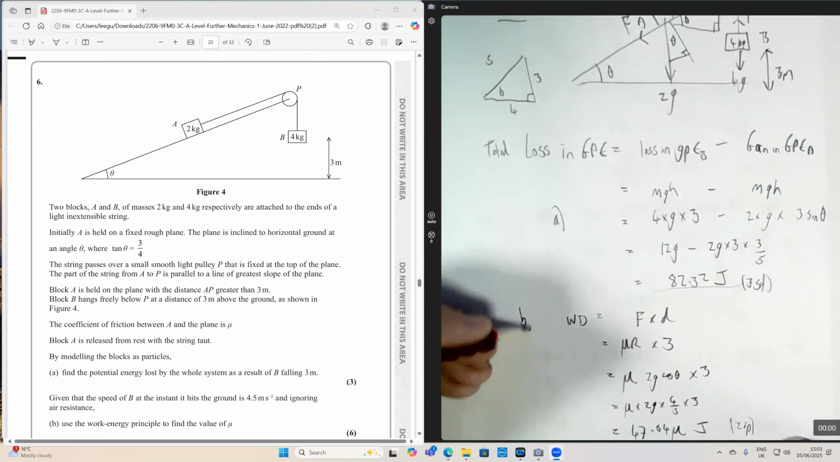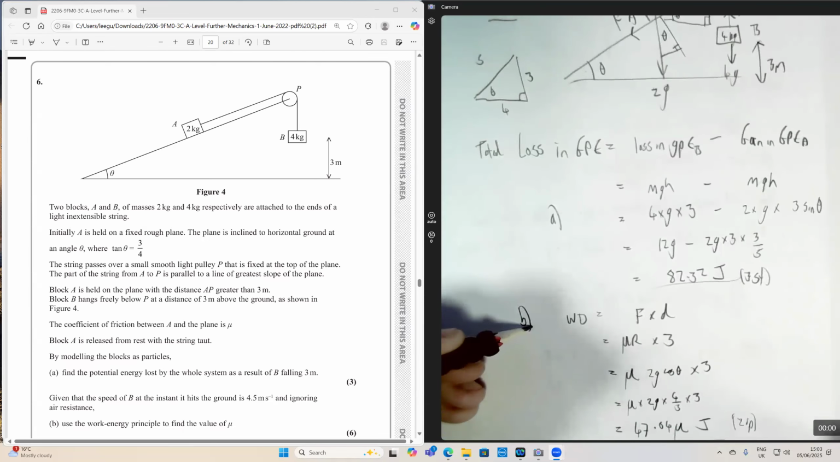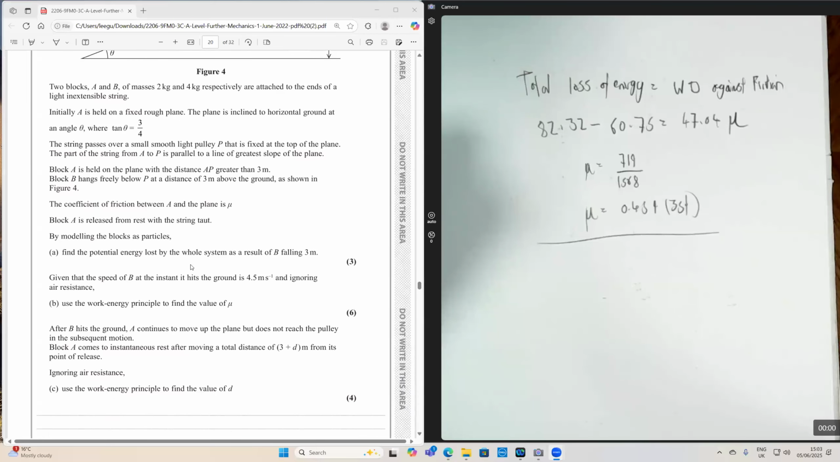And this is the beginning of part B, where it says, given that the speed of B when it hits the ground is 4.5, use the work energy principle to find the value of mu. And then that's our final answer to part B. We found out what mu is. Okay, so far so good. Now, next part of the question coming up, part C.